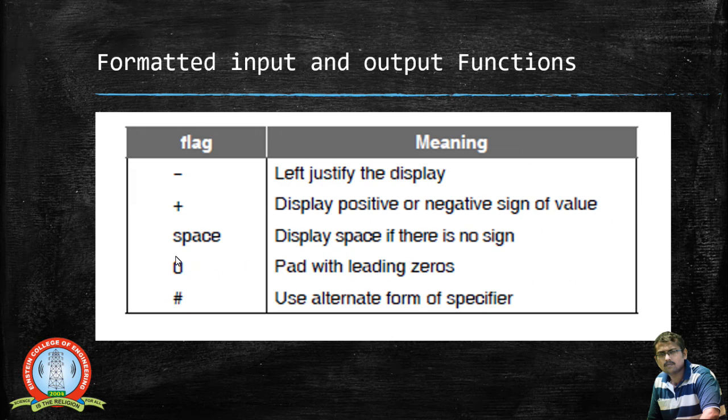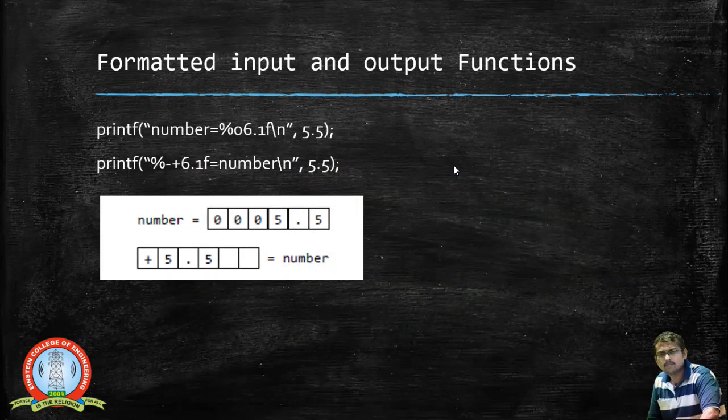And if you want to add some zeros before, that is padding with the leading zeros, then you can just use a 0, or you can use some hash symbols when you just want to use an alternate form of specifiers. Now here is a simple example which illustrates this.